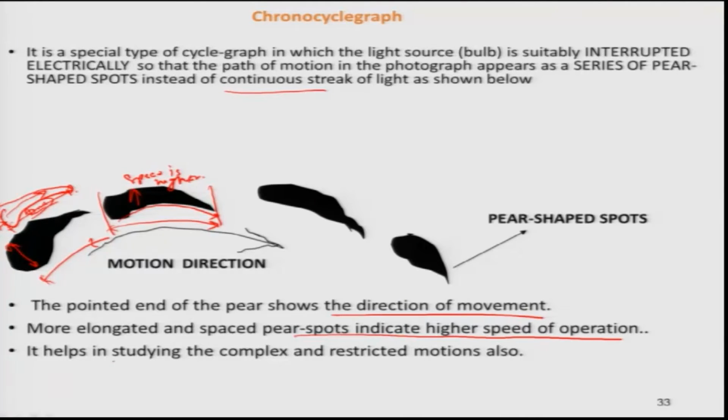Now it helps in studying complex and restricted motion also. Suppose it is very difficult to make a recording with a camera attached to your finger. This technique is very useful because it uses shadow light, so shadowing anything is possible. So restricted motion can also be studied using the chronocyclegraph. After recording your images, you can make a SIMO chart for your motion study.